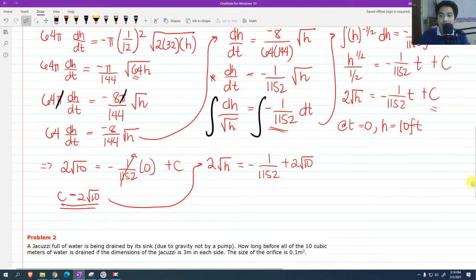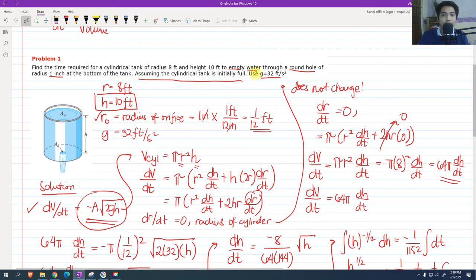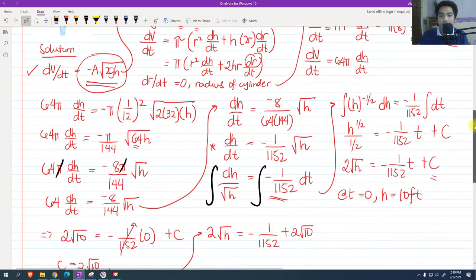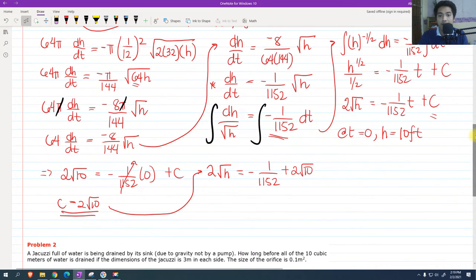Now, what is the problem asking us? Find the time required for a cylindrical tank of that radius to empty the water. So if we are going to empty the water, it means that the height h would be 0. That should be 0. So 2 square root of 0 is 0, and then we're going to get the time.